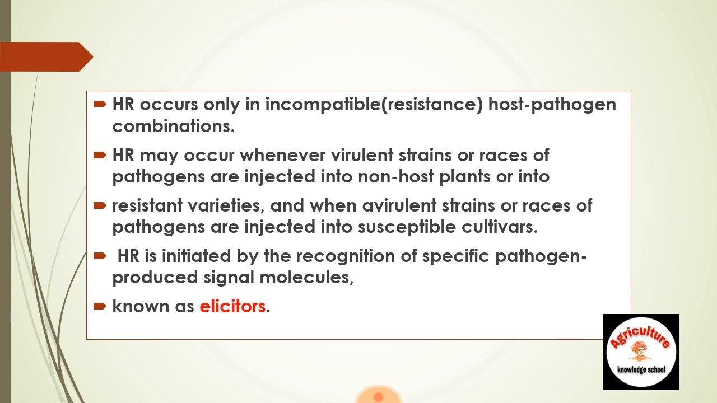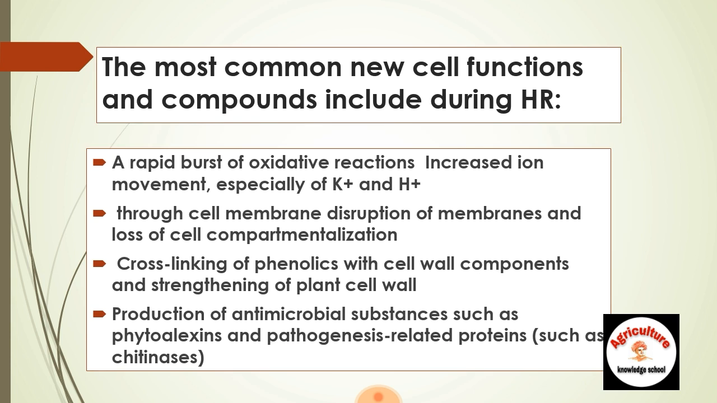HR is initiated by the recognition of specific pathogen-produced signal molecules known as elicitors. So for the production of HR, elicitors are very important. Elicitors transmit the signal to the cells, and the cells immediately die and resist the plant against the pathogen. The most common new cell functions and compounds include the following during HR. So when the hypersensitivity response is produced, what happens in the cells?